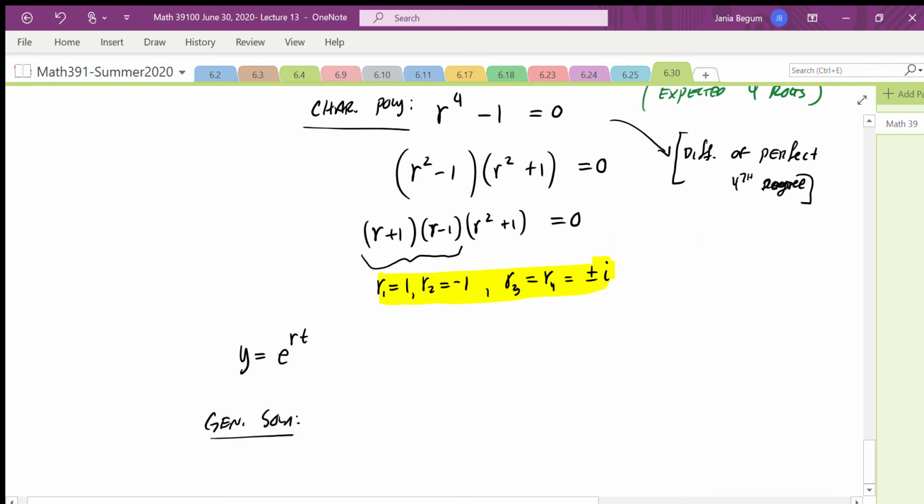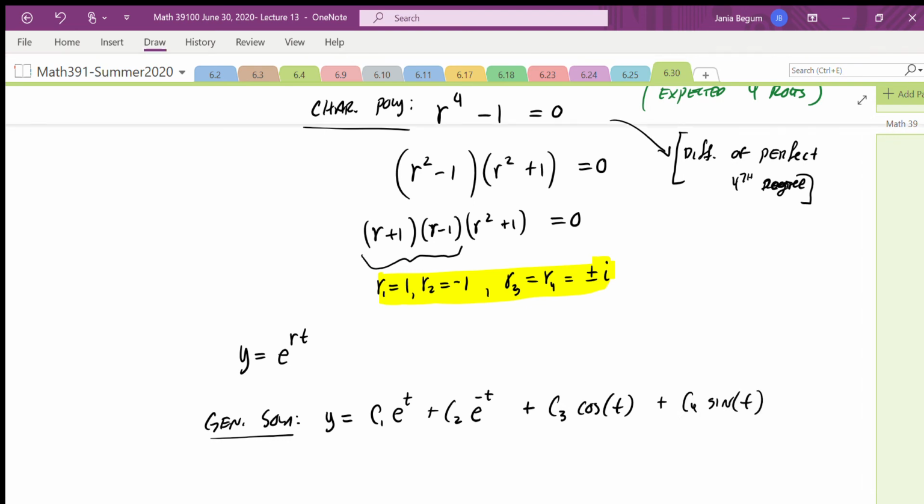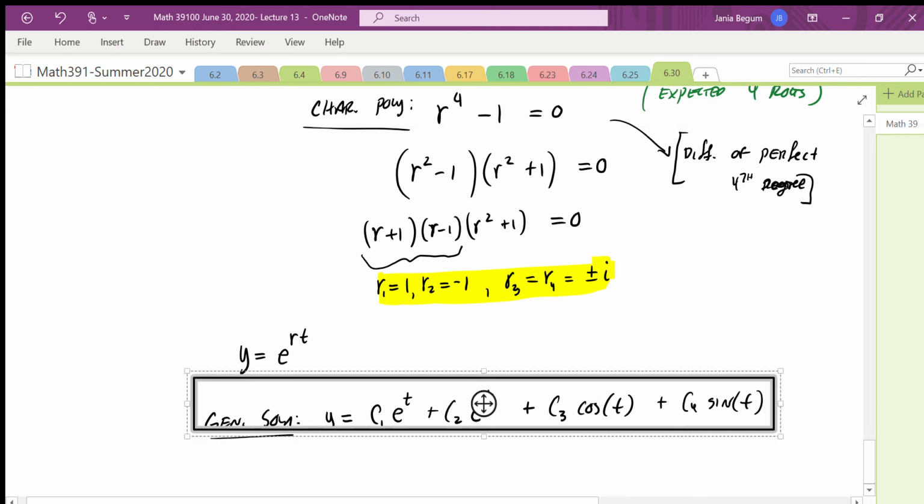it's going to be y equals c1 e to the r1t, that's 1t, plus c2 e to the r2t, that's negative t, plus, now c3 and c4, they're going to involve sine and cosine. So for complex root, alpha is 0, beta is 1, so we have c3 cosine t plus c4 sine of t. And there we have it. That's our solution. So let me know if you guys have questions.